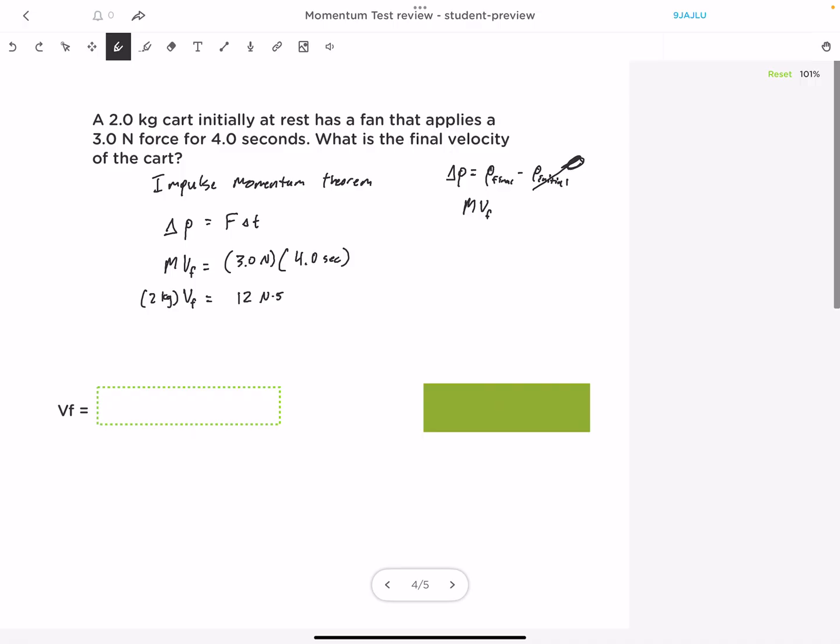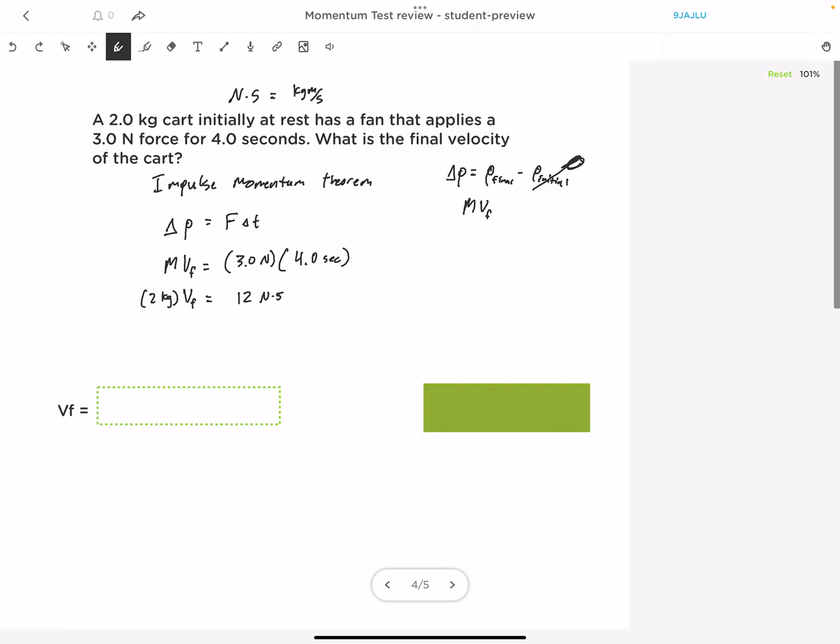And a Newton second is the same thing as a kilogram meter per second. If you look at the SI base units for newtons, Newtons comes from Newton's second law, right? We have a mass times acceleration, that's kilogram meter per second squared. And if I multiply that by seconds, I get kilogram meter per second, right? So those units are equivalent. It's just that when you're talking about impulse, you typically write it as Newton times seconds. So don't fixate so much on the actual units, all right? Just understand how to actually set up the problem.